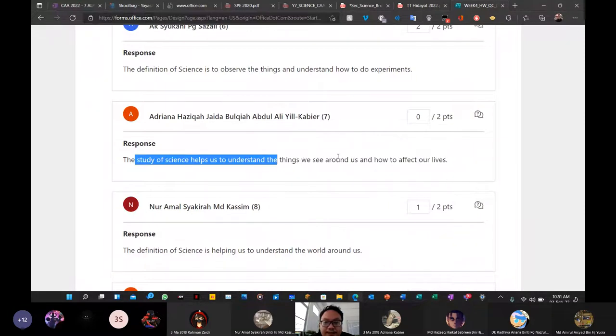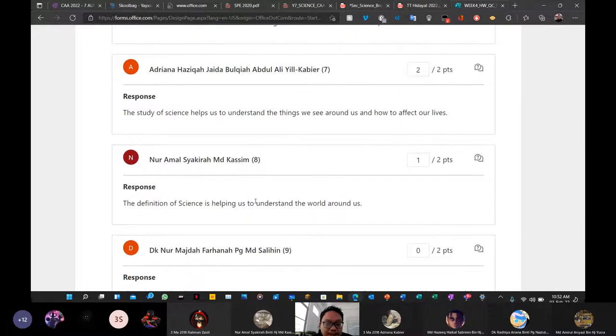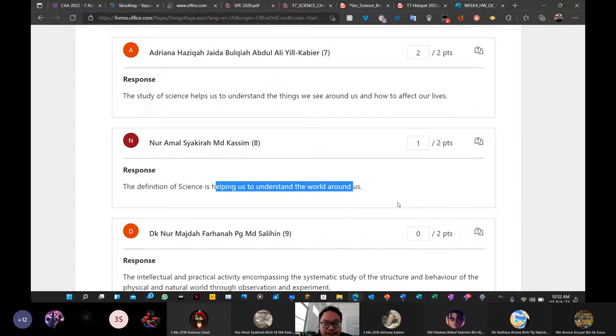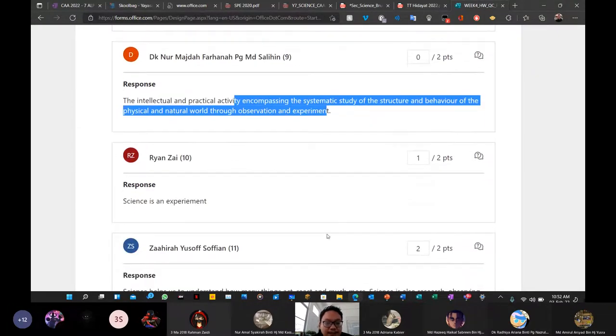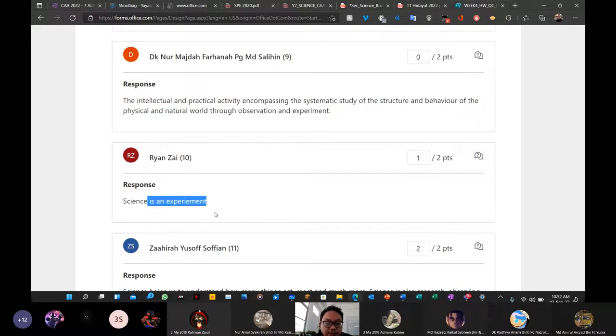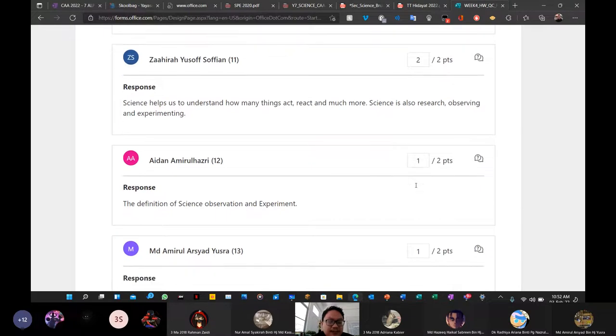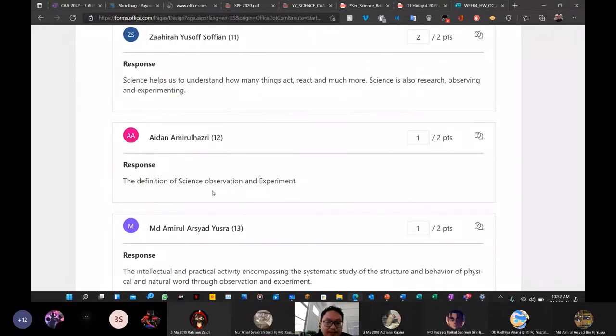Yeah, this one should be 2 marks. So see around us and how it affects our life should be 2 marks, not 0 marks. Later on you can check your marks. If you only write down help us to understand things around us, you get 1 mark because it's not complete. Like this one again, Google, cannot accept. Science is an experiment. You mentioned the word experiment, so I give 1 mark only, while the rest nada. If you only mention observation or experiment without explaining what's going on, you also get 1 mark only.